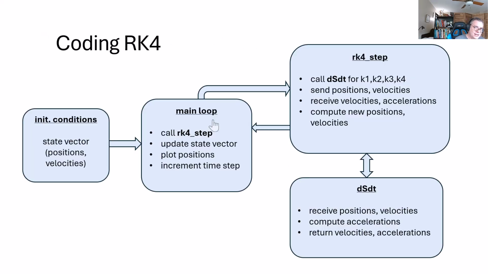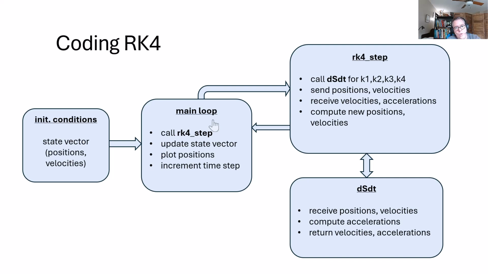And I'm going to talk a little bit about how I set up the code, and then I'll show you the code I use. You can sort of think of it as 4 parts. I have the initial conditions that are set, which feed into what I'll think of as the main loop. That main loop then calls another function that I called RK4 step. And that RK4 step then calls another function that I call DSDT. So the DSDT represents a derivative of the state vector. That state vector is capturing positions and velocities.